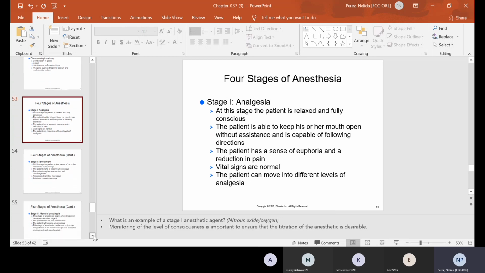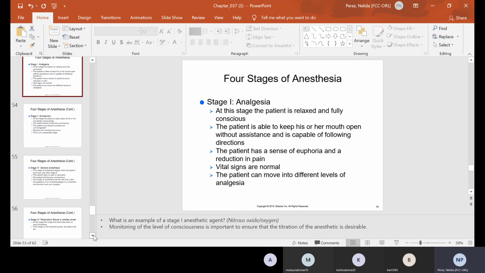4 stages of anesthesia. So again, stage 1. At this stage, the patient is relaxed and fully conscious. The patient is able to keep his or her mouth open without assistance and is capable of following directions. The patient has a sense of euphoria and a reduction in pain. Vital signs are normal. The patient can move into different levels of analgesia.